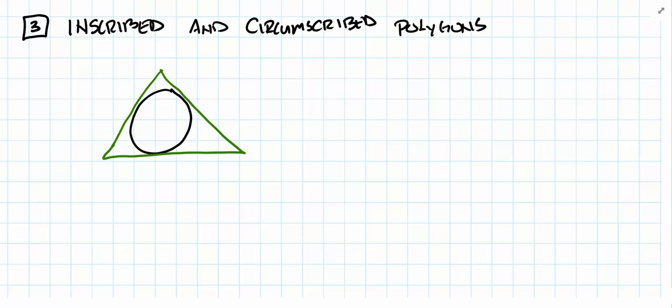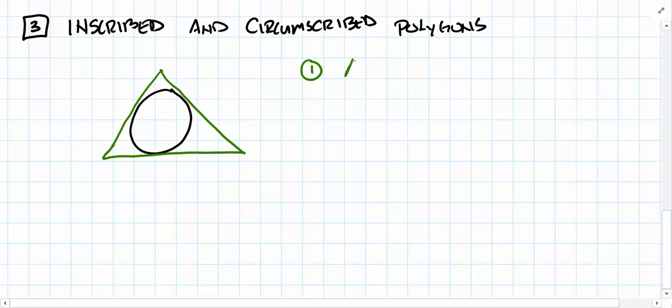Yeah, no, the triangle. I have a triangle and I have a circle. There are two ways that we could say this. What's one way that we could say this figure right here? The circle is inscribed in the triangle. A circle is inscribed in a triangle. That's one.